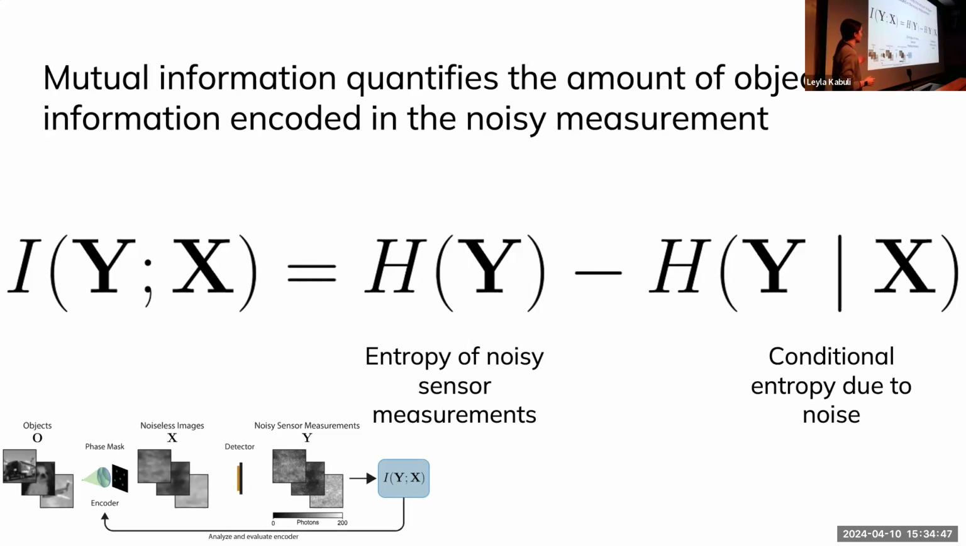The first is the entropy of noisy sensor measurements, H of Y. This quantifies how much pixel variation there is in my measurements. The second term is the conditional entropy due to noise. This quantifies how much of the variation is just because of shot noise, because that's not inherent to the actual object and encoded system's behavior. That's just the deterministic behavior of noise. So if I want to know how much about my object I can infer from my measurements, I look at the variation in the measurements and remove the variation due to noise. That's my information.